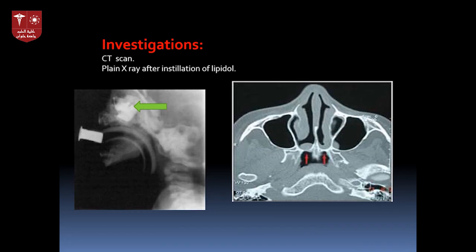What's the investigation for that? We'll do a CT scan. CT scan is the most accurate investigation to detect choanal atresia. Before, we used to do plain X-ray with a dye, but it's not done anymore.